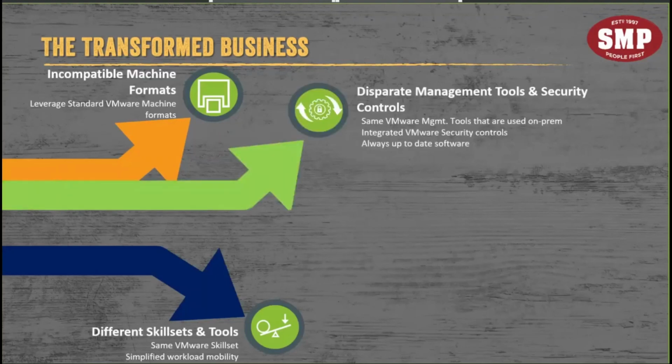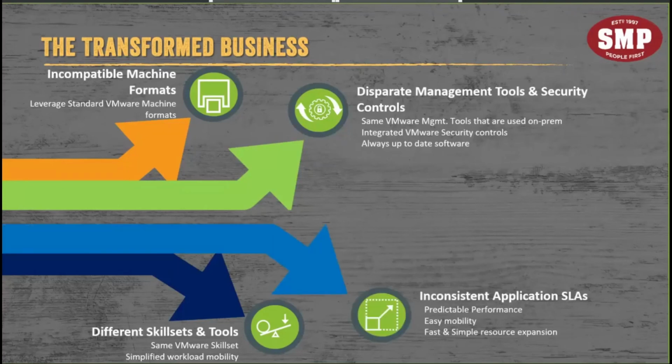Disparate management tools and security controls: it's the same VMware management. There's no changing. All the tools that you use on-prem, you can use inside of VMC on AWS. And it's got integrated VMware security controls because, as I said, I can stretch those NSX firewall policies to help pull you right in. And the software is always up to date. So I don't have to worry about a security vulnerability we've got to make sure gets patched. It's automatically getting patched. I don't have to sweat it.